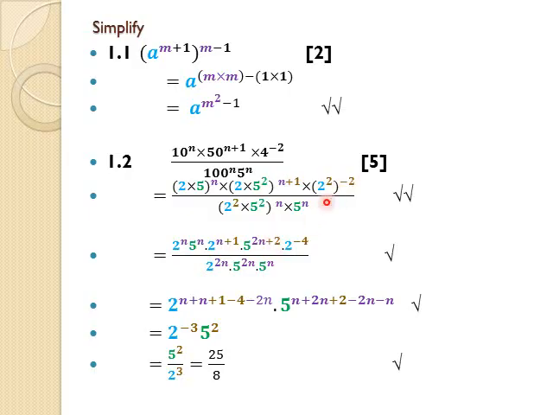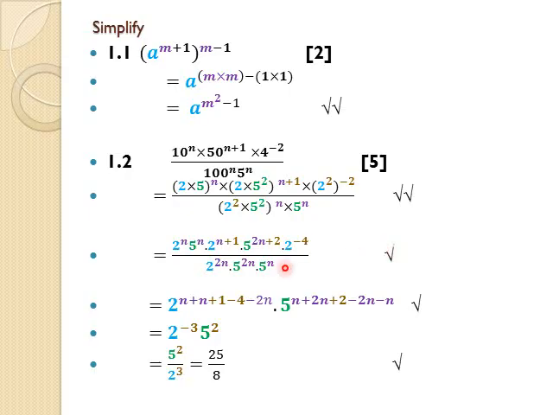There, 2 times negative 2 would give me negative 4. There, base 2, power 2, 2 times n gives me 2n. 5 base 2, 2 times n gives me 2n, and that simply stays 5 to the power n. So 1 mark for correctly multiplying out my exponents.